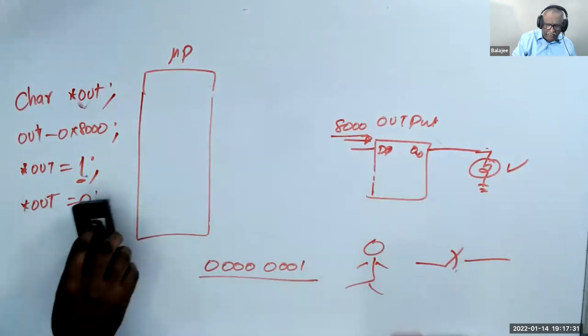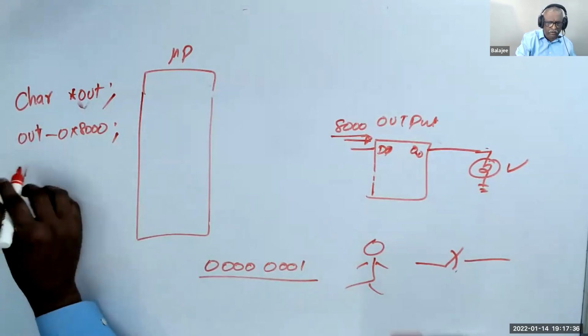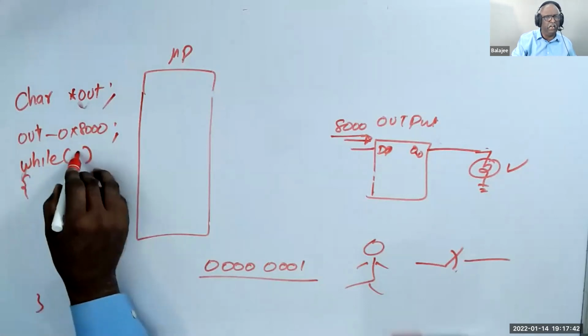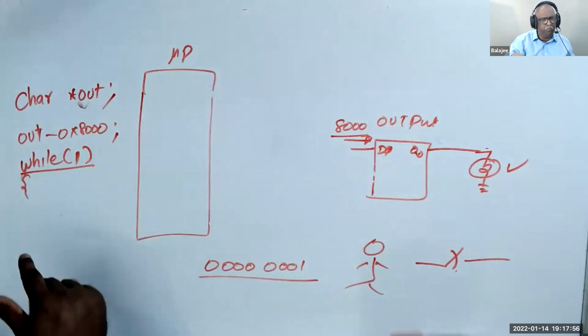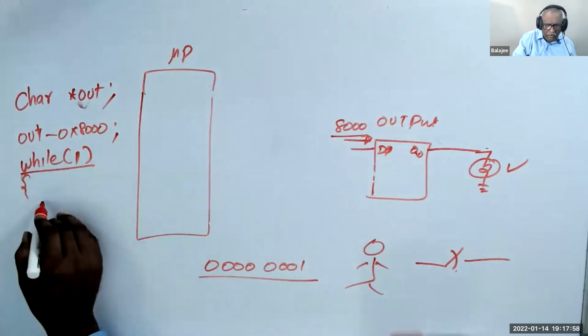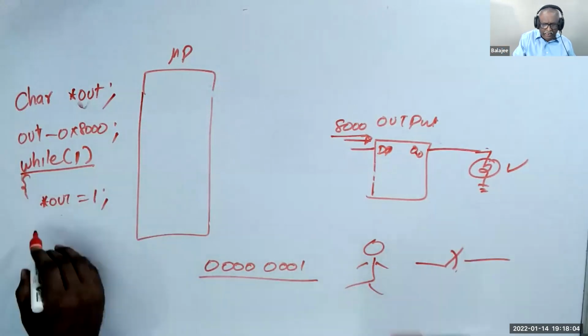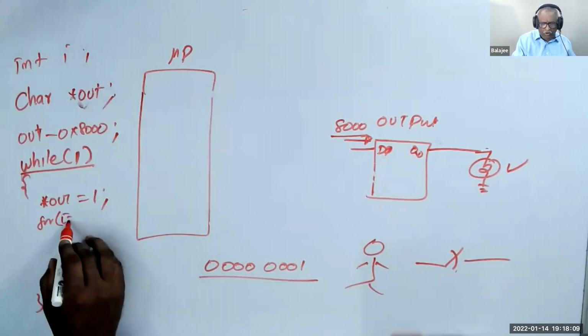So what I have done here is a very simple thing. I wrote while 1. While 1 means I will always be in the loop. I will never get out of the loop. That is the meaning of while 1. In yesterday's session, we discussed while 1. It is a simple infinite loop. Now I do star out equal to 1. I switch on the LED. Then I say for, int i, i is equal to 0.